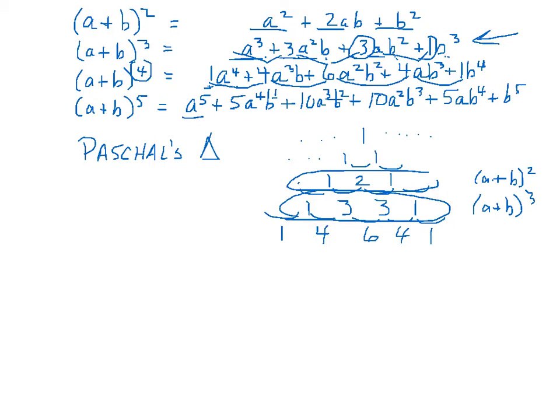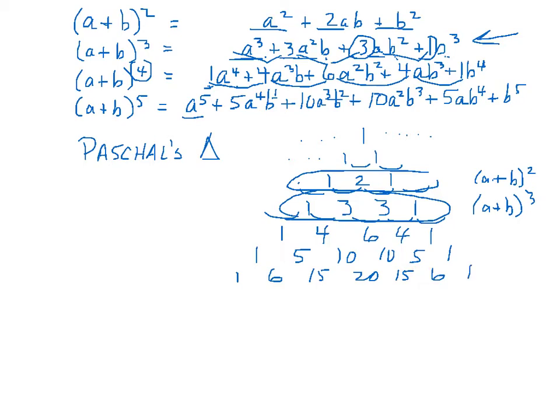So if I was going to raise to the seventh power, I'd have to go down to, we'll continue on Pascal's triangle here, 1, 5, 10, 10, 5, 1, 1, 6, 15, 20, 15, 6, and 1. And now we get the seventh power.